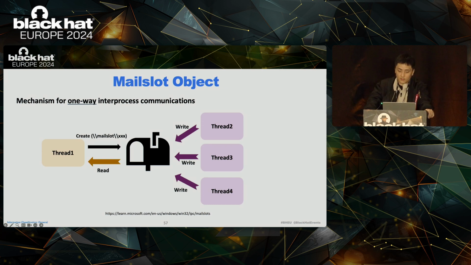Given these constraints, we had to find a new object to use in our exploitation. The object we chose was the mail slot object. A mail slot is used for one-way communication between processes in Windows. The receiving thread creates a mail slot to read incoming data, and if no data is received, the thread waits for a timeout. The sending thread can open the specified mail slot path with write permissions to send messages, and the mail slot can hold multiple messages.